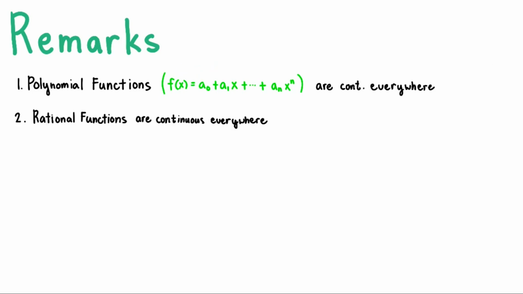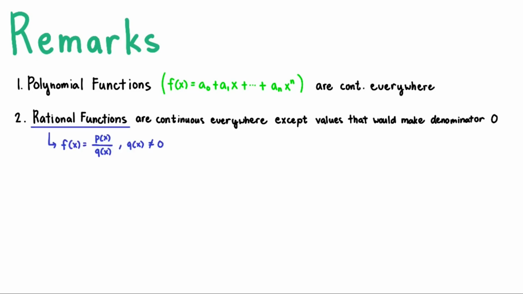Second, rational functions are continuous everywhere, except at values that would make the denominator 0, since we know that rational functions are of the form f of x equals p of x over q of x, wherein q of x is not equal to 0. Since when this is 0, we'll have a value that is undefined. So remove that one, and the rational function is continuous everywhere.